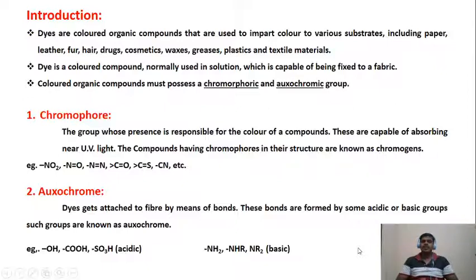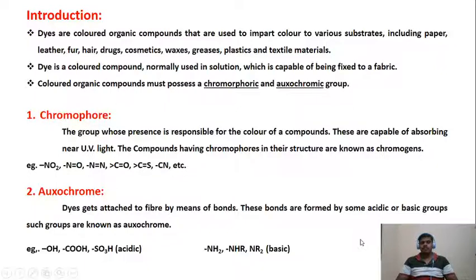Examples of chromophores are NO2, that is nitro; N double bond O, that is nitroso; N double bond N, that is azo; C double bond O, that is carbonyl; C double bond S, that is thiocarbonyl; C triple bond N, that is cyano group, etc. If these types of groups are present in a colored compound, then such compounds are known as chromogens. And all these groups we have seen, like nitro, nitroso, azo, carbonyl, thiocarbonyl, cyanide, are the chromophores.